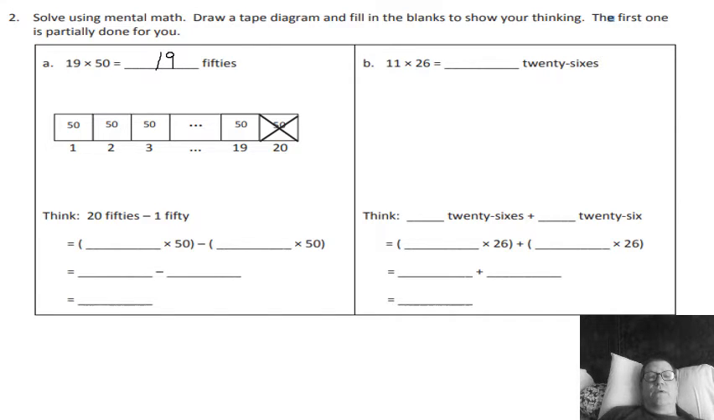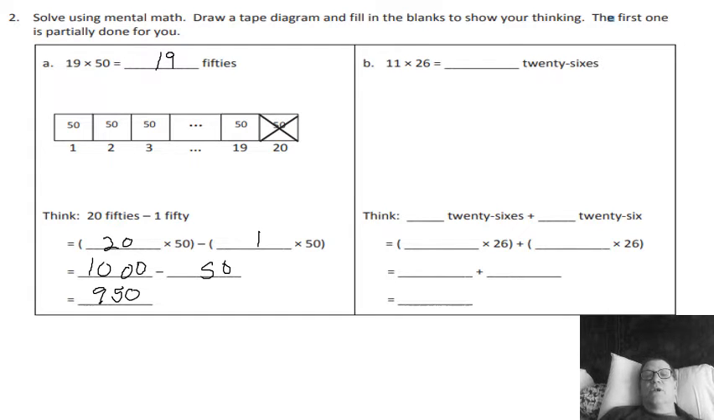So 20 50s would be 20 times 50. And since we're solving for 19 50s, we're going to have 20 times 50 minus 1 times 50. So 20 times 2 times 5 is 10, and we got 2 zeros, and 1 times 50 is 50. So when we subtract that, we get 950.